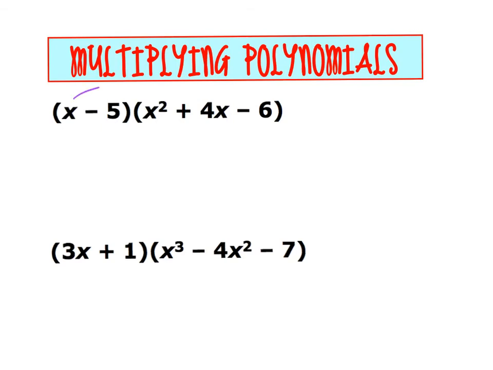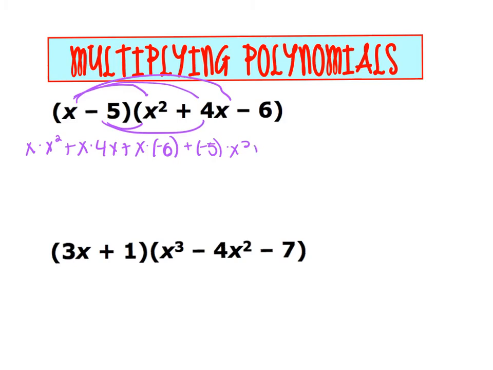Okay, so like here, to multiply this, I'm going to take x times x squared. I'm going to take x times 4x. I'm going to take x times negative 6. Then I'm going to take negative 5 times x squared. And I'm going to take negative 5 times 4x. And I'm going to take negative 5 times negative 6. Now I'm just going to multiply all these together.